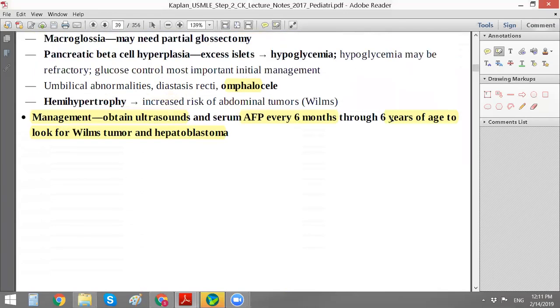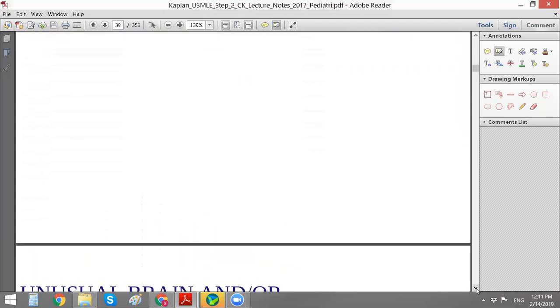Every 6 months to 6 years. So till 6 years we are taking ultrasound and AFP to look for Wilms and hepatoblastoma.